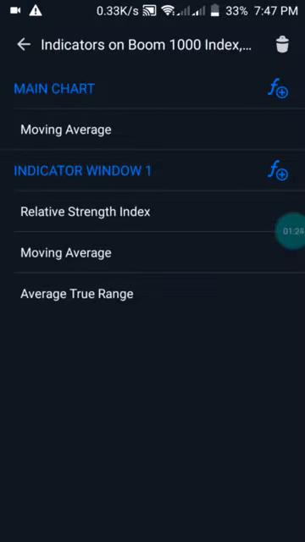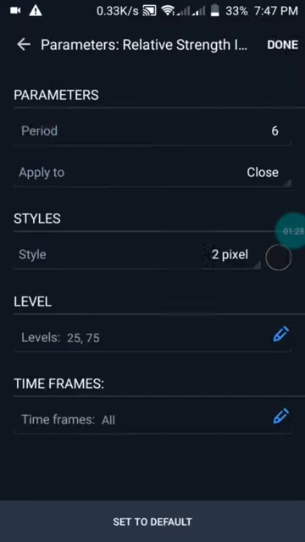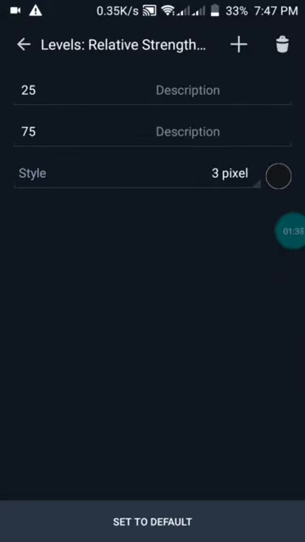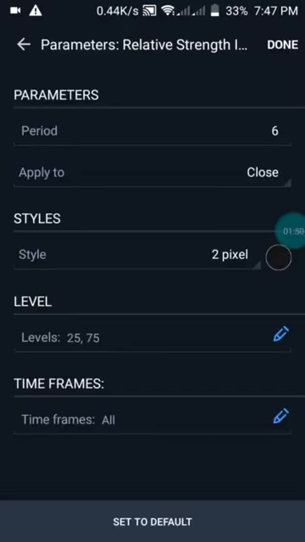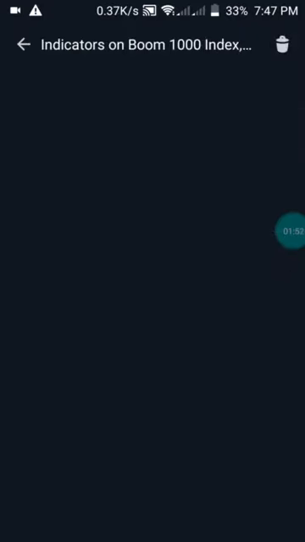Then you move to your indicator window 1. We have the relative strength index, with a period of 6, applied to close, and black as our color. You are going to set up these two levels, which is very important. We have a level at 25 and a level at 75. You need to set it up like this, then press done.